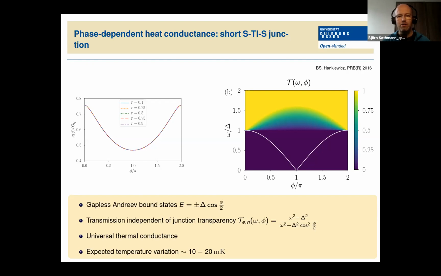What we then also looked at was the case of long Josephson junctions, where long means that the length of the junction becomes comparable to the superconducting coherence length.